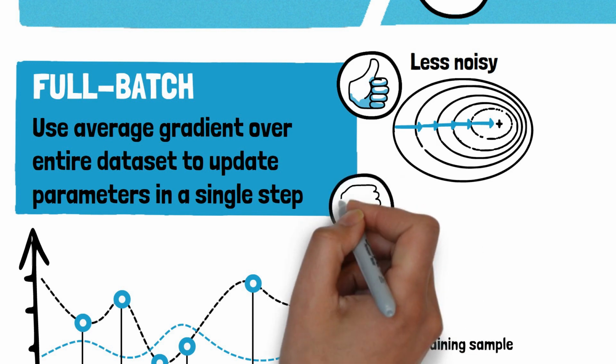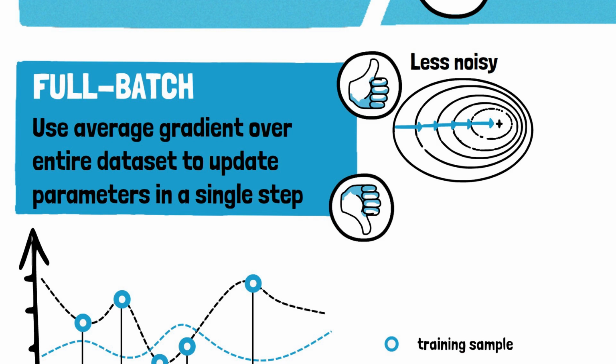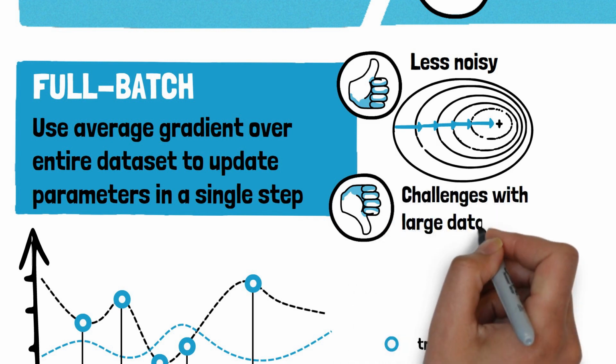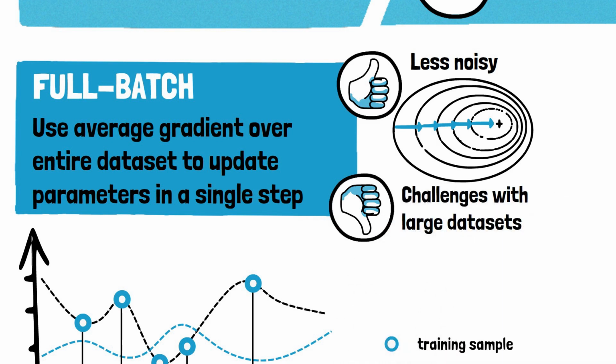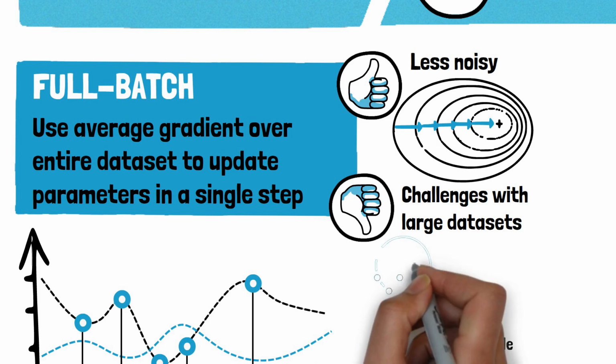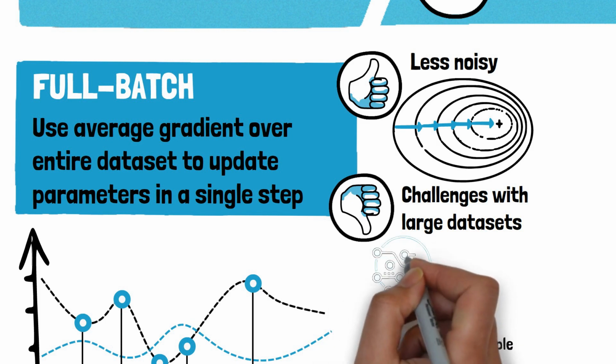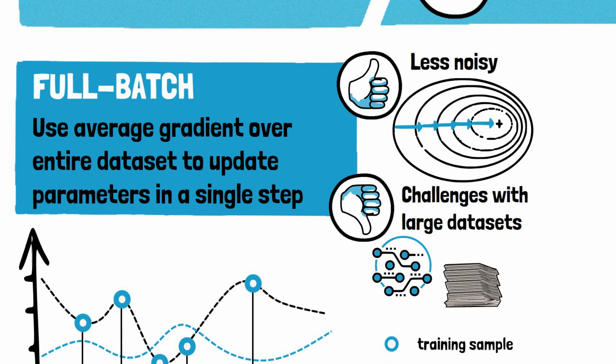However, the downside is its inefficiency with larger data sets. Processing the entire dataset can be computationally intensive and slow, especially when using deep neural networks or when the dataset is very large and has millions or billions of data points. Moreover, full batch updates might not be feasible if the dataset cannot fit in memory.